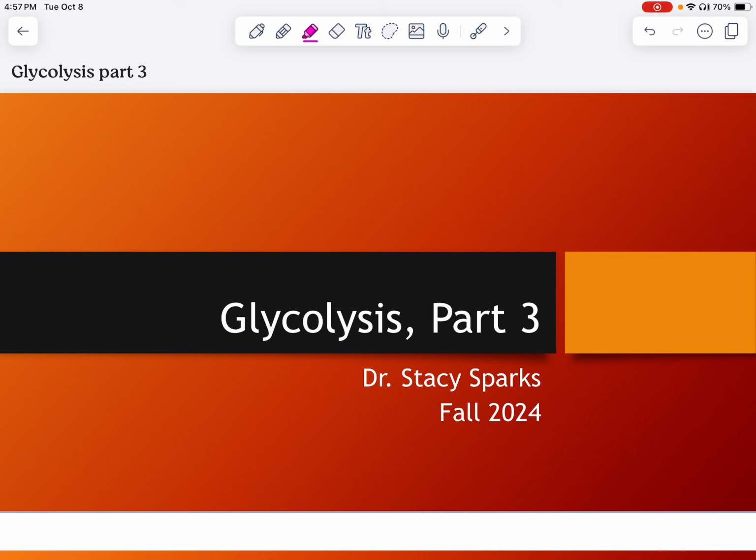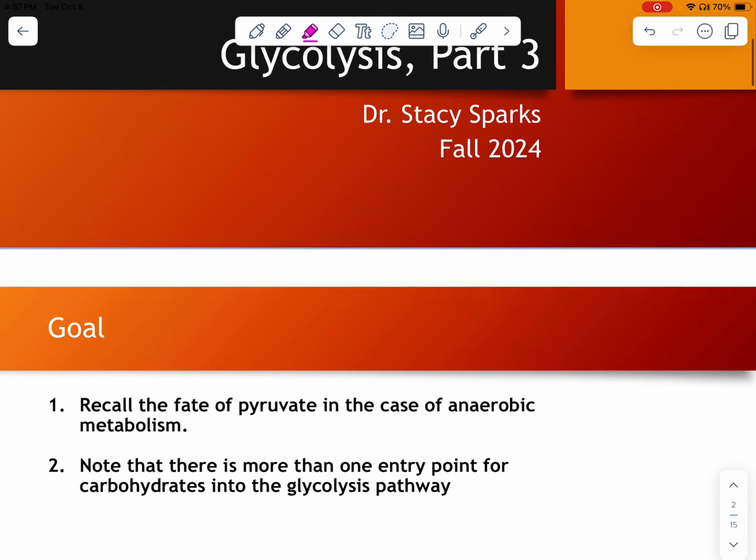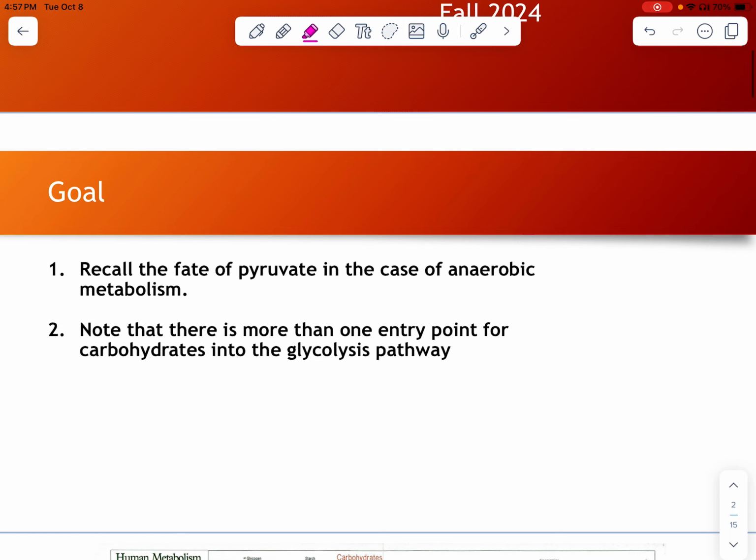All right, part 3 of our glycolysis set of lectures. Here we come. Our goal in this lecture is now to really look at the fate of pyruvate in the case of anaerobic metabolism, and to look at the different entry points for carbs into that glycolysis pathway. So we're really looking at the beginning and the end of the cycle.